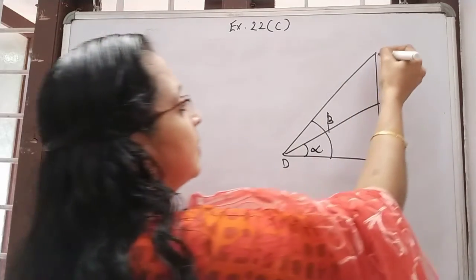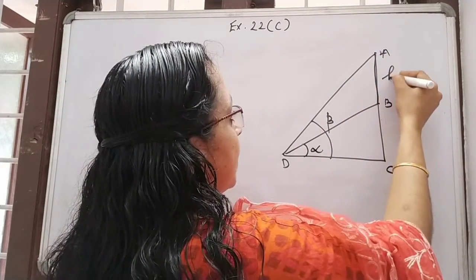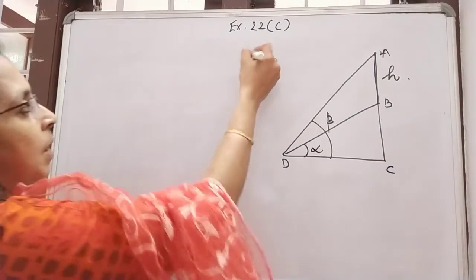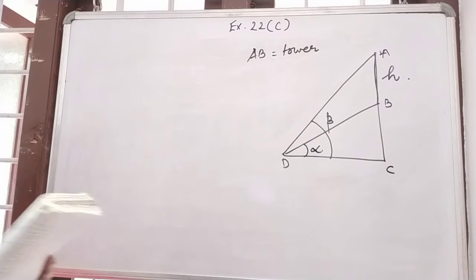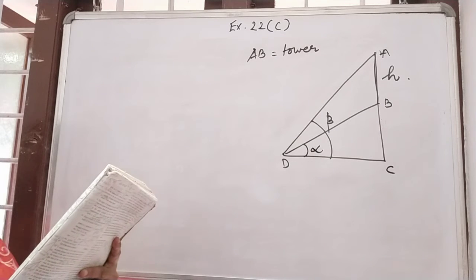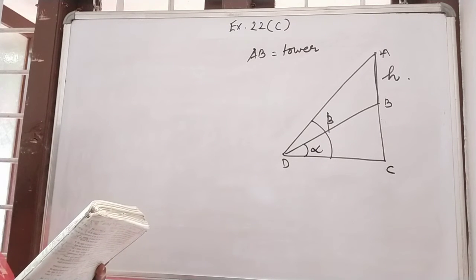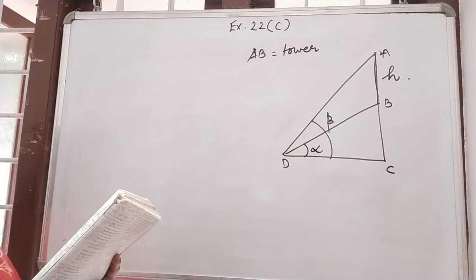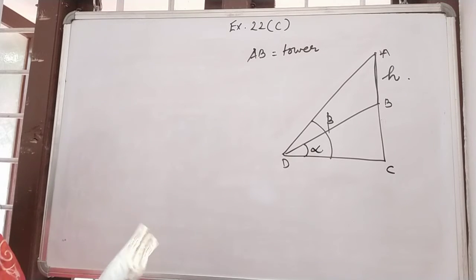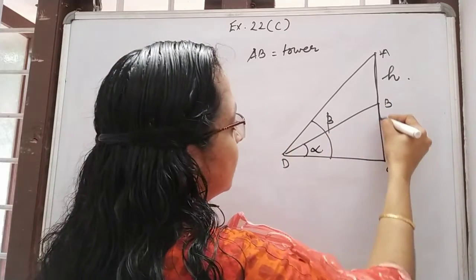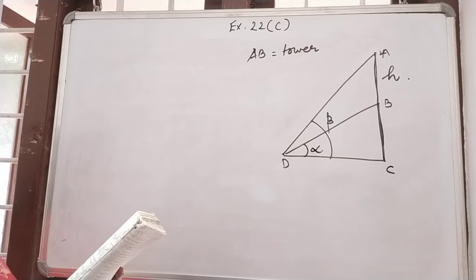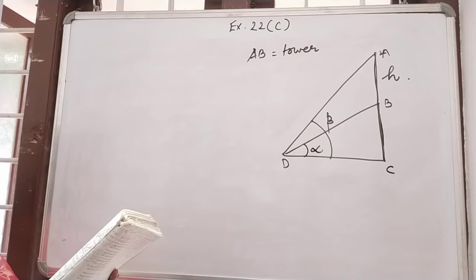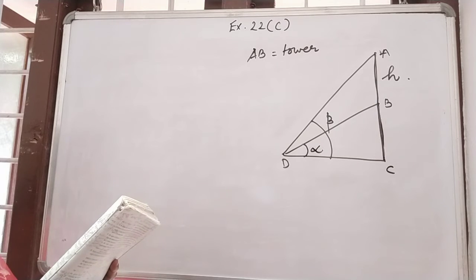A vertical tower stands on a horizontal plane. So this is the tower, and AB is the tower. A vertical tower stands on a horizontal plane and is surmounted by a vertical flagstaff of height h meter. So this is the vertical flagstaff.